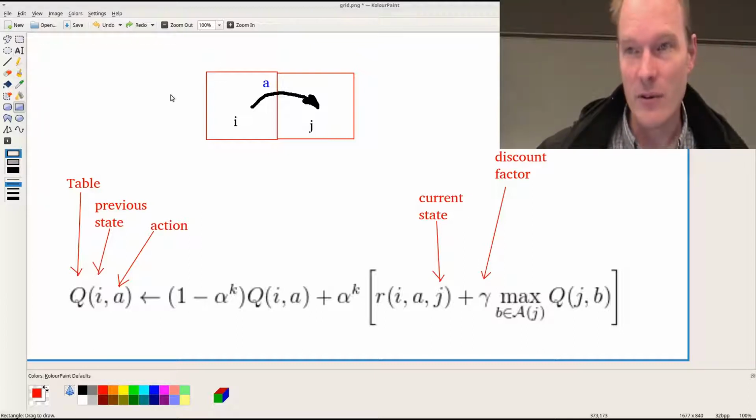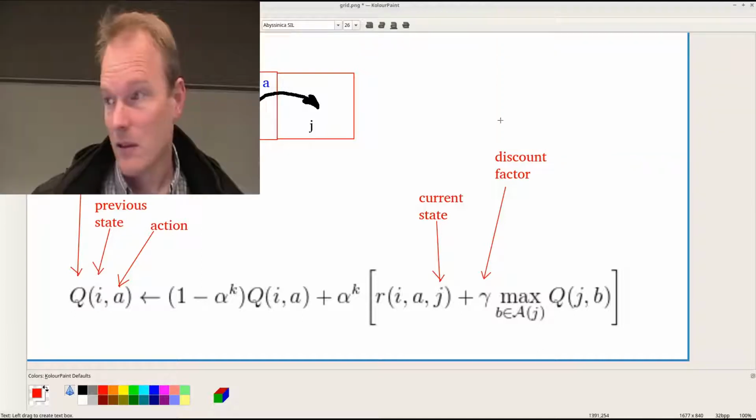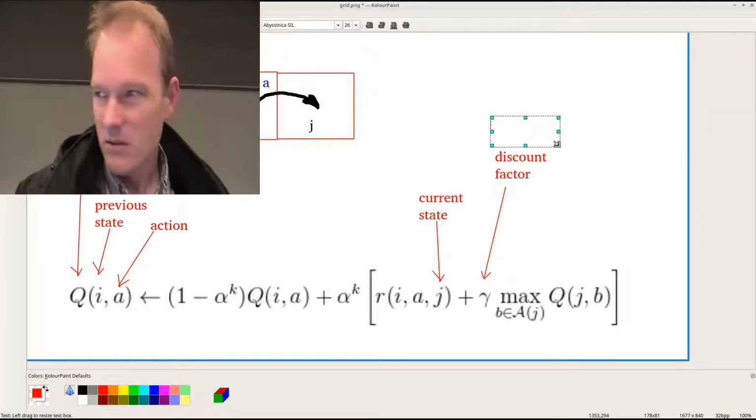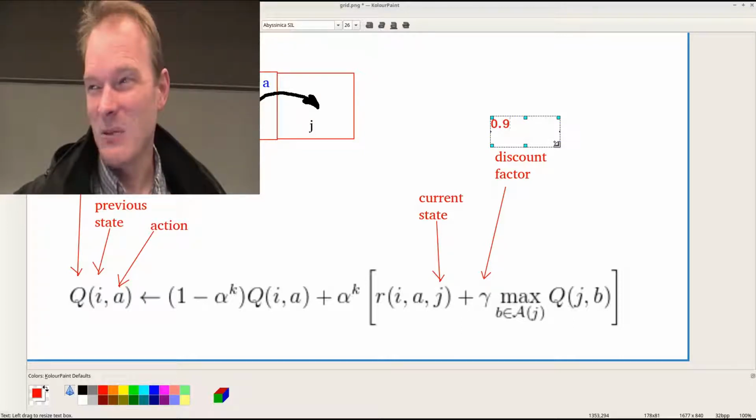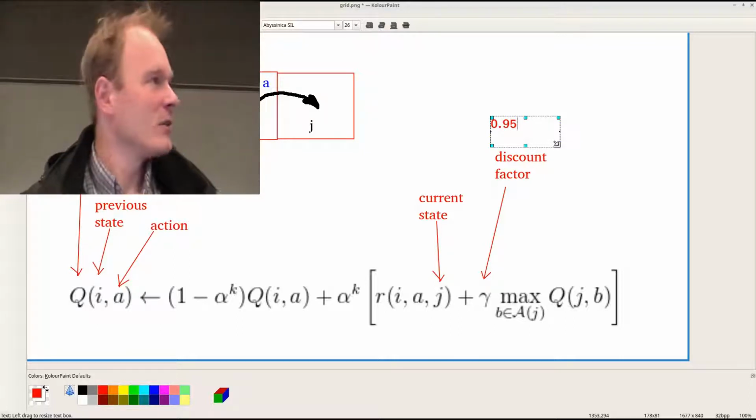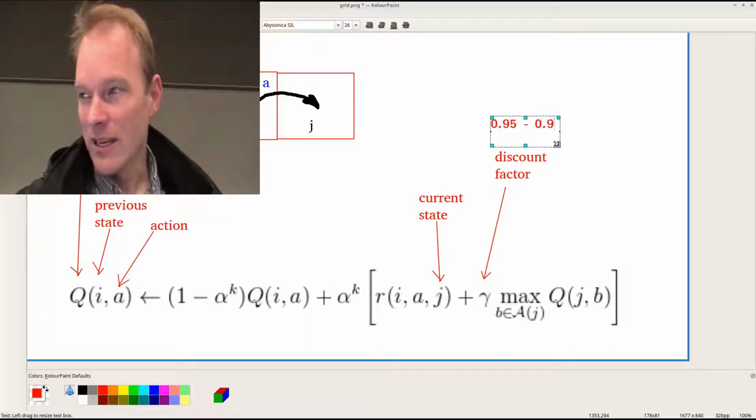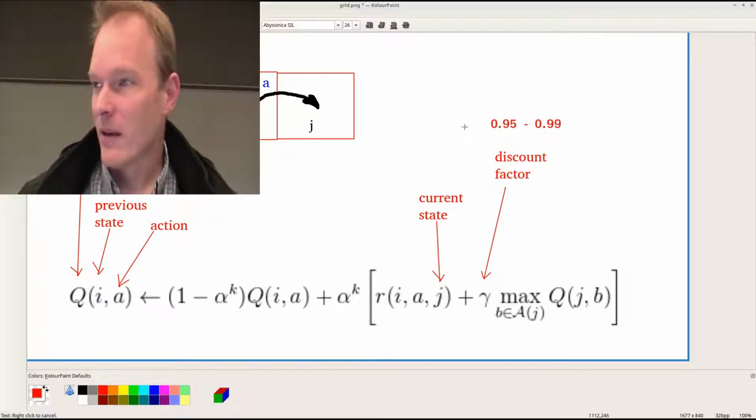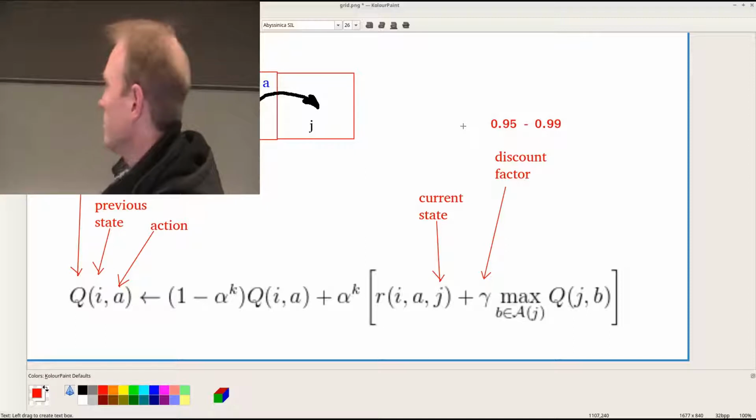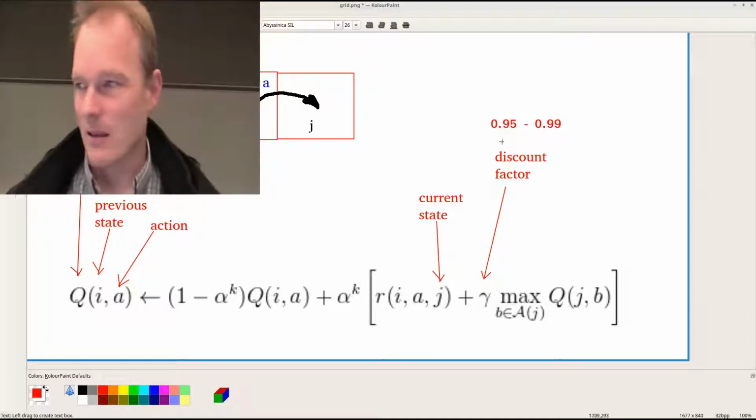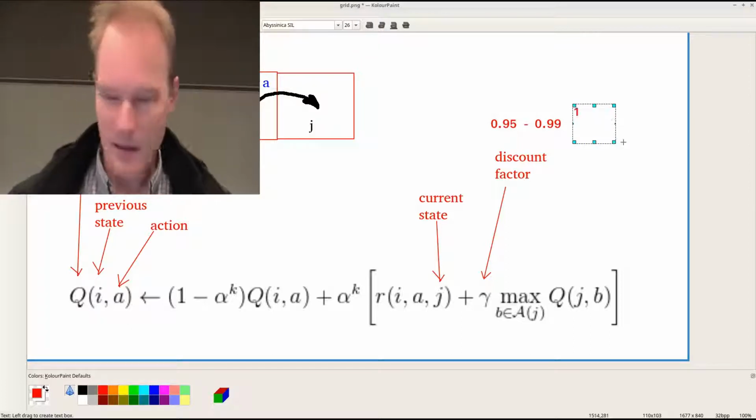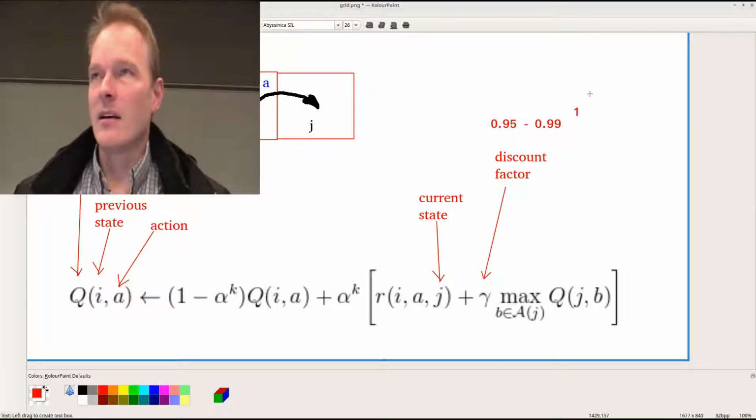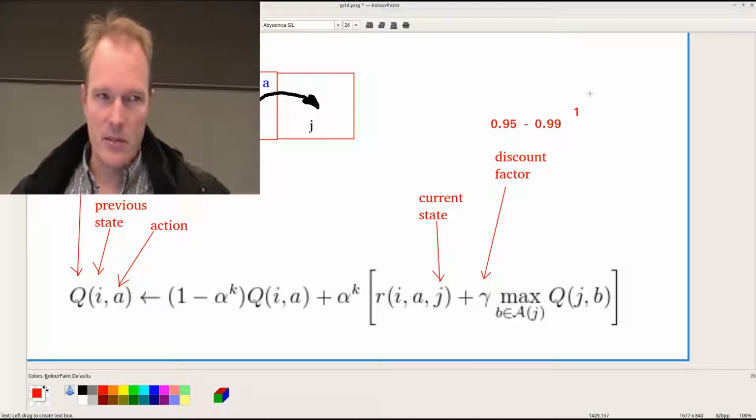What's a good value for your discount factor? 0.95. I don't know. Something big, something close to 1. 0.9 might be okay. 0.95 usually works well. 0.99 might be a good one. You don't really want to go bigger than that. Here's why. If you went all the way to 1, that would basically say a bird in the bush is as good as a bird in the hand.